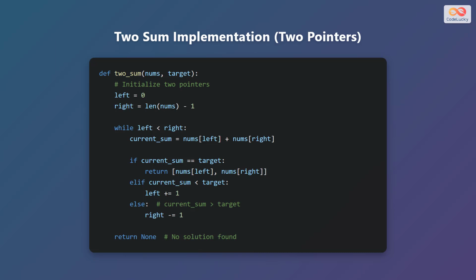Otherwise, if the current sum is greater than the target, we need to decrease the sum, so we move the right pointer one step to the left. If we exit the loop without finding a pair, it means there is no solution, so we return None.